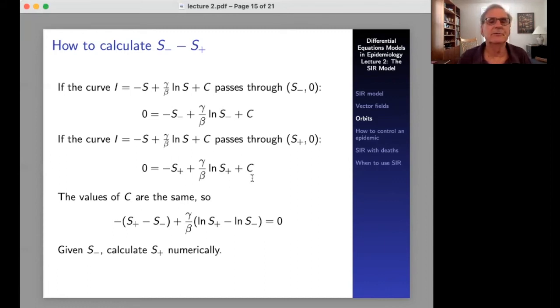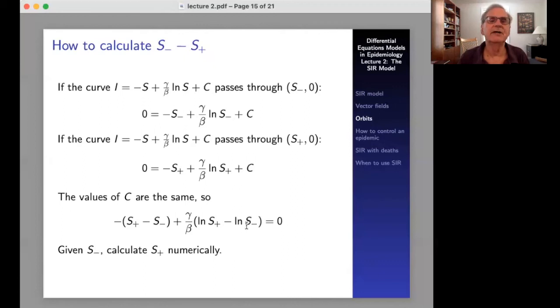Actually, we don't really need C. C equals the opposite of this number, and C equals the opposite of this number. These two numbers are equal, actually. They're both minus C. So we just set these two numbers equal to each other and then group things so everything looks nice. We end up with this equation: minus S plus minus S minus plus gamma over beta log of S plus over S minus equals 0. So that's the equation that relates S plus and S minus.